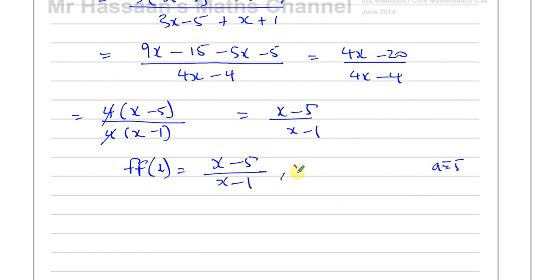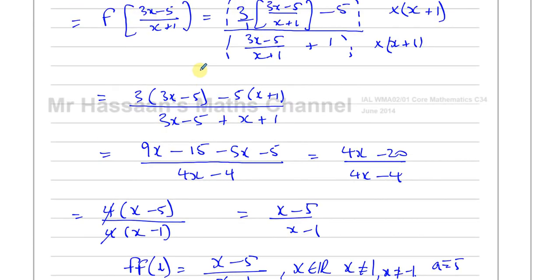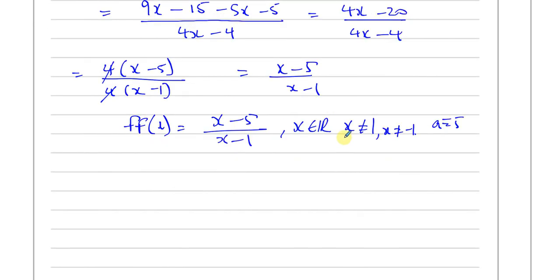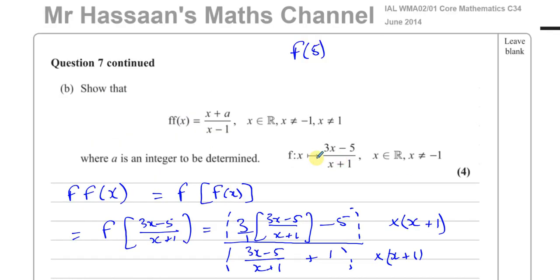We have the domain is x is all real numbers except x cannot be 1 because of this, and x cannot be negative 1 because the original function, you can't have negative 1 in that. Okay, so there's the answer to this question, question number 7, part B. Now I'm going to move on to 7, part C.